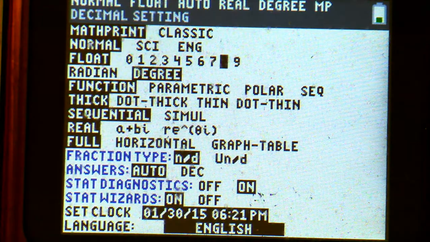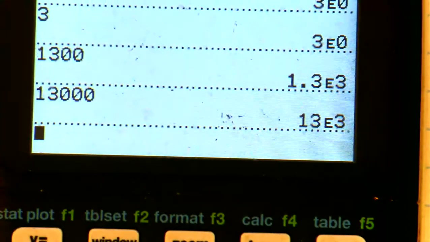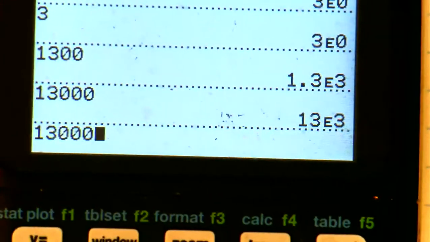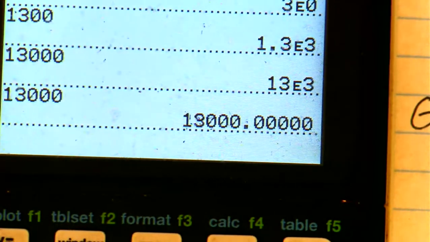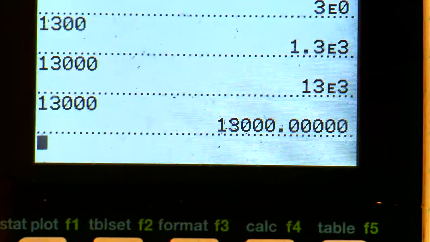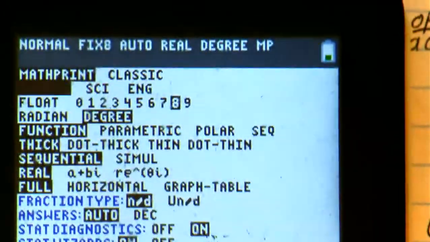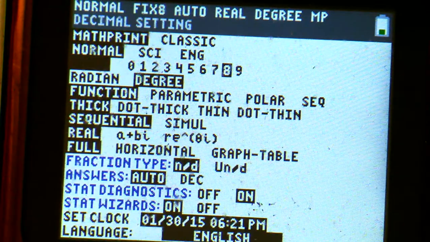So if I put in 8, for example, and I put in that 13,000 again, it's going to display it as far as it can go, 8 digits out total, I suppose. Who knows? Yikes. Anyways, like you, I tend to keep this in float mode.